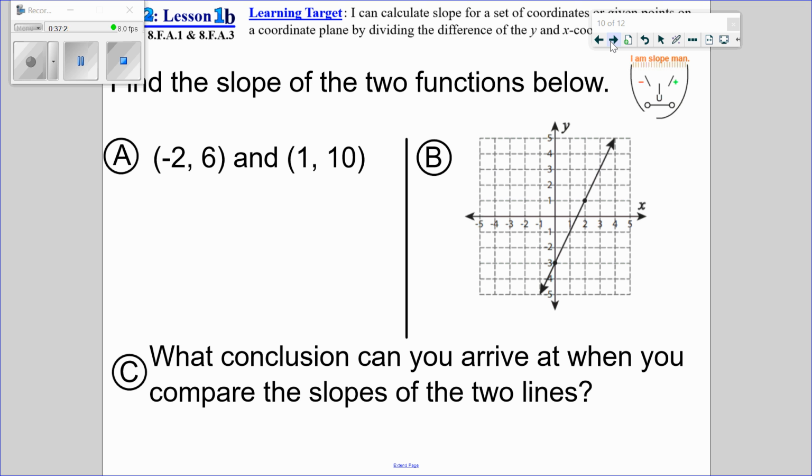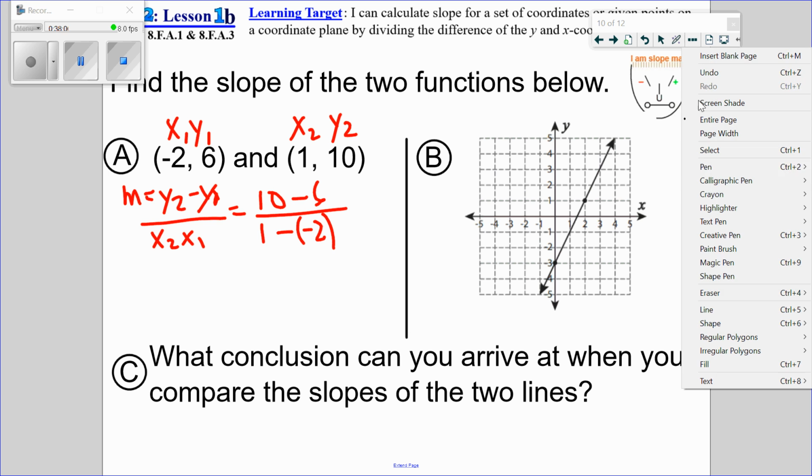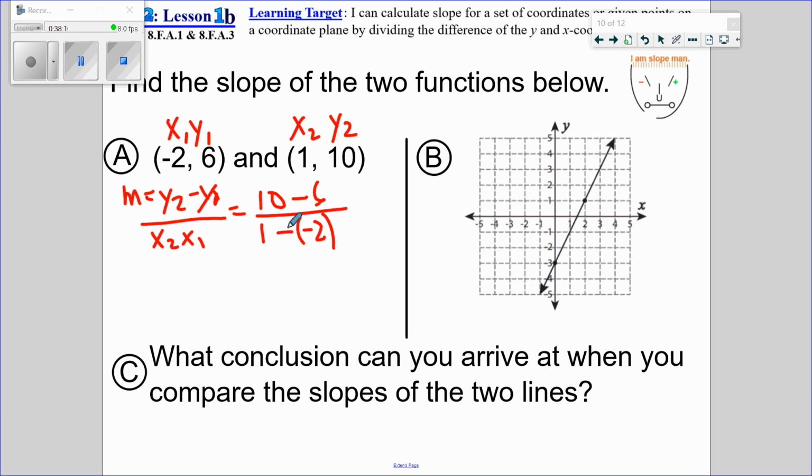Find the slope of the two functions below. Well, we have two sets of points. This is where we use the formula with 2 points, with m equals y2 minus y1 over x2 minus x1. So let's label our points, x1, y1. Always label your points, x2, y2. My y2 is 10 minus y1 is 6. x2 is 1 minus, we have a negative 2. Now I'm going to change my ink to show you when you have the two negatives. The negative and the negative give you a positive. So you change this to a positive. Okay. 10 minus 6 is 4. And 1 plus 2 is 3. So my slope is 4 over 3. It's a positive slope because they're both positive.